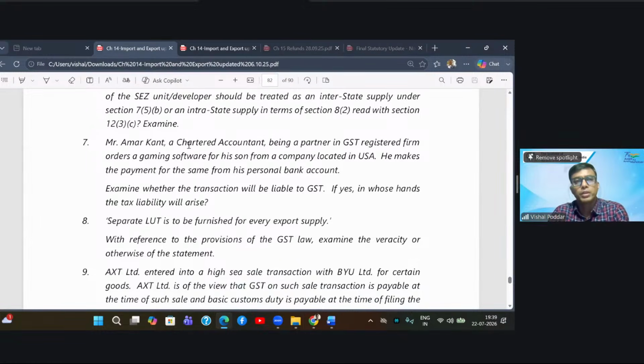Next, Mr. Amarkant, a chartered accountant, being a practitioner in GST registered firm, orders a gaming software for his son from a company located in USA. He makes the payment for the same from his personal bank. Examine whether the transaction is leviable to GST and in whose hands.